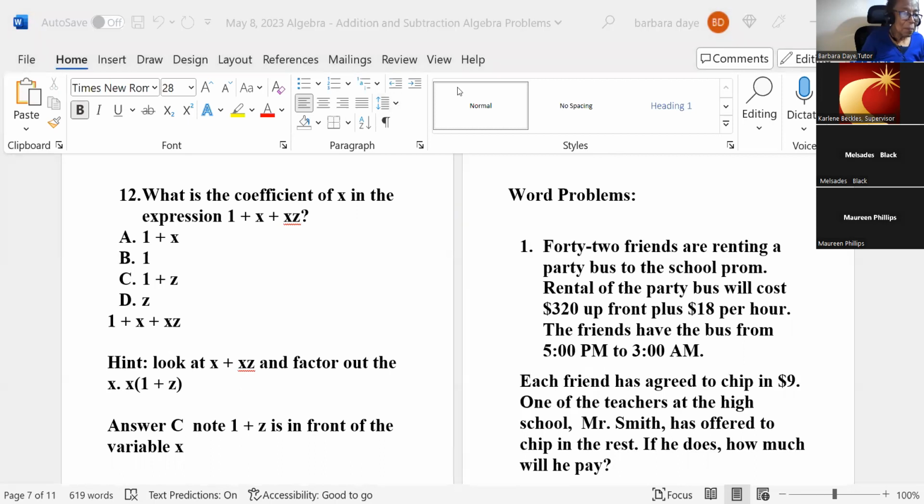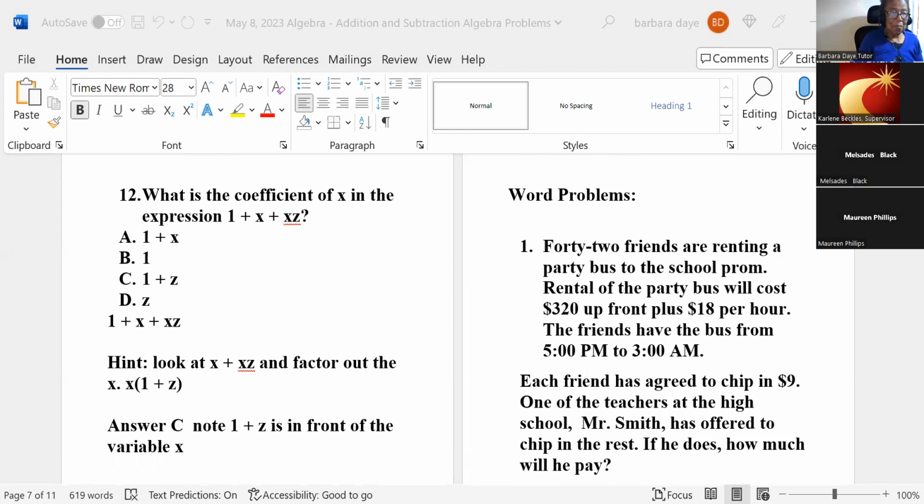Word problems. 42 friends are renting a party bus to a school prom. Rental of the party bus will cost $320 upfront plus $18 per hour. The friends have the bus from 5 to 3 a.m. Each friend has agreed to chip in $9.